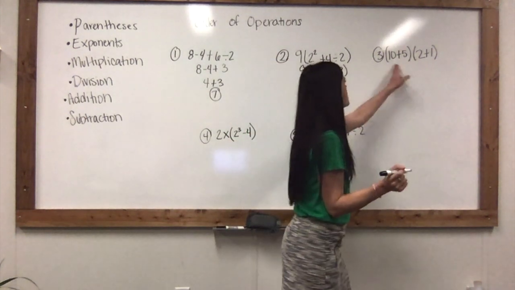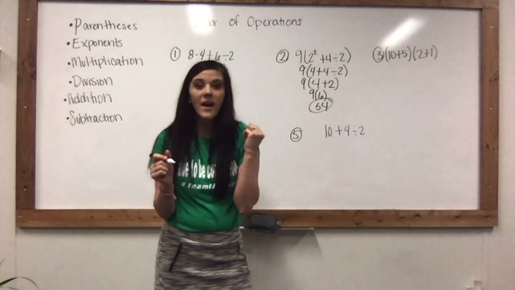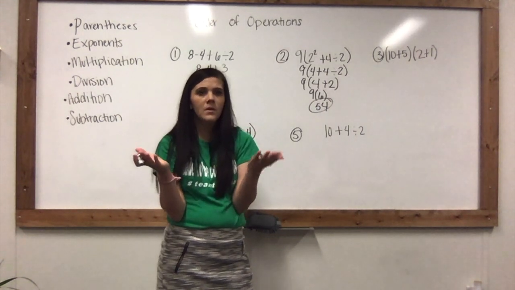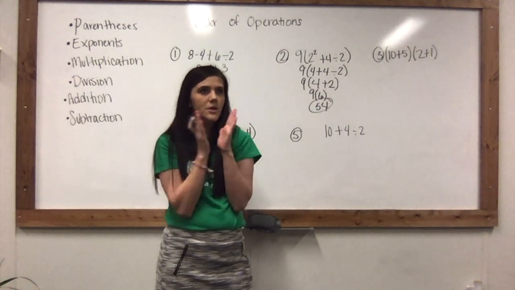Okay, let's move on to the next one. Here we have 2 sets of parentheses. How do we know what to do first here?